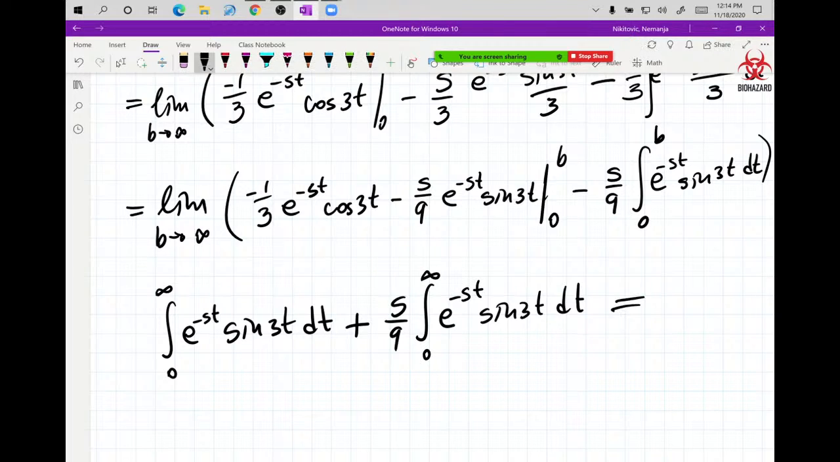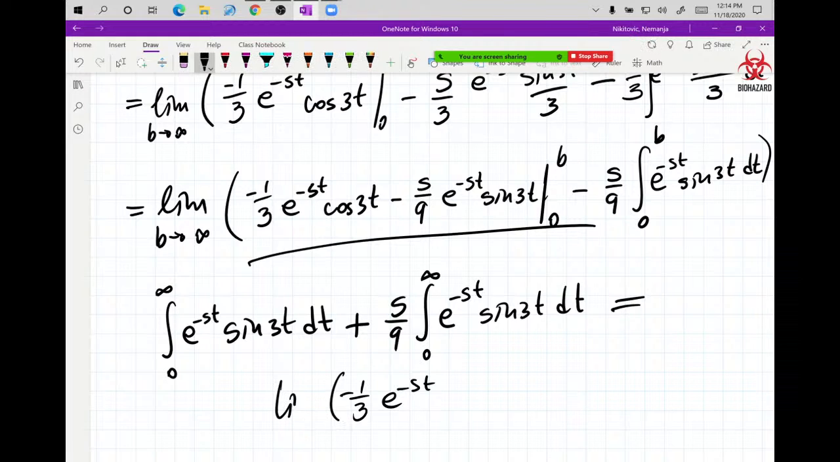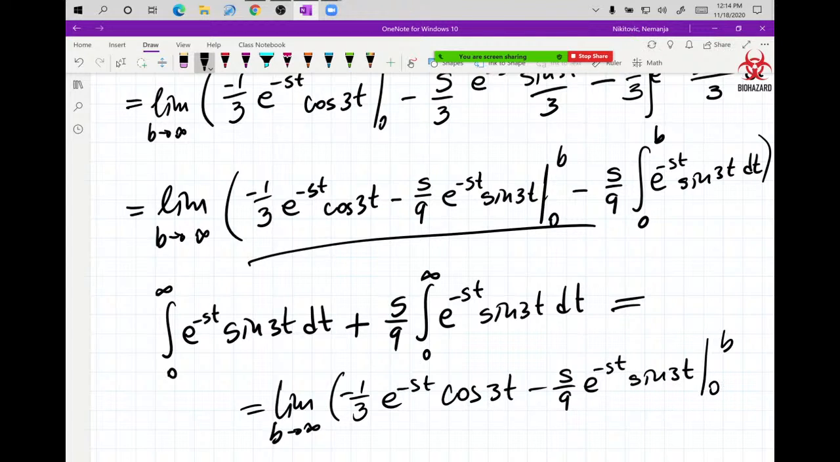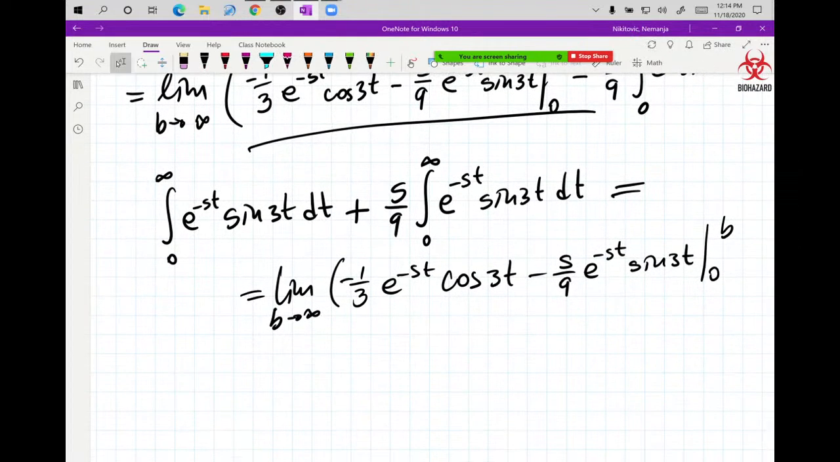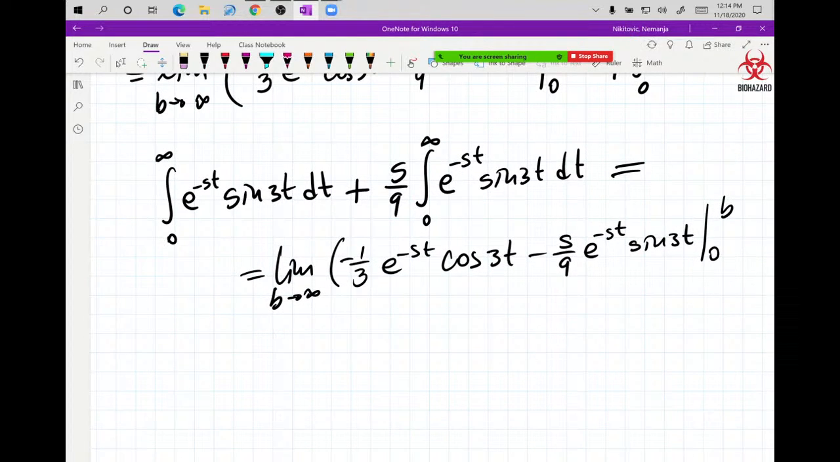Now, on the right-hand side is all of this leftover. Negative 1/3 e to the negative st, oh, I forgot the limit. There we go. Limit b goes to infinity of negative 1/3 e to the negative st cosine 3t minus s over 9 e to the negative st sine 3t from 0 to b.